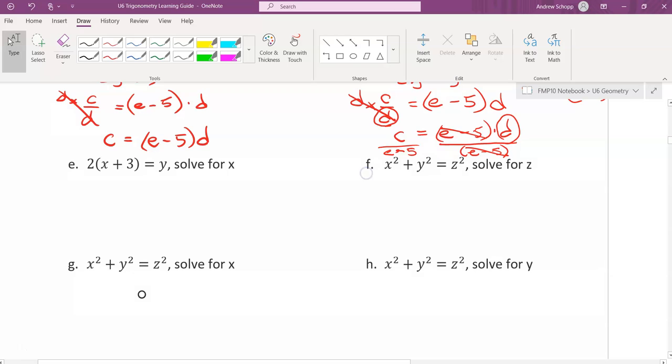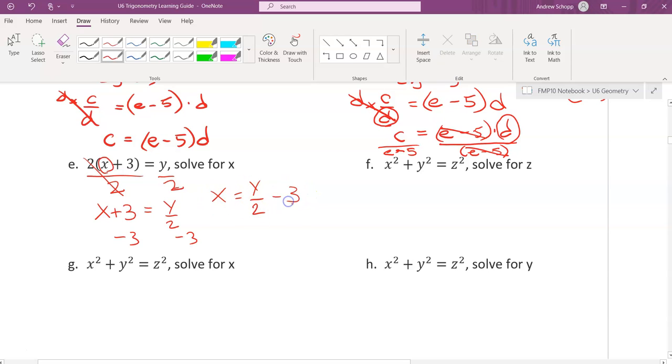For e, we have 2 times x plus 3 equals y, and we're looking to solve for x. So order of operations says you would be adding 3 first, and then you'd multiply by 2. So to undo those operations, we first divide by 2 on both sides. That'll leave us with x plus 3 on the left, and y over 2 on the right. And then we subtract 3 on both sides. That leaves us with x is equal to y over 2 minus 3.